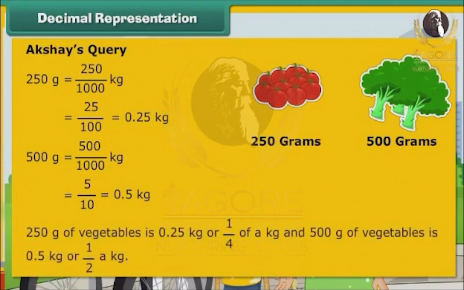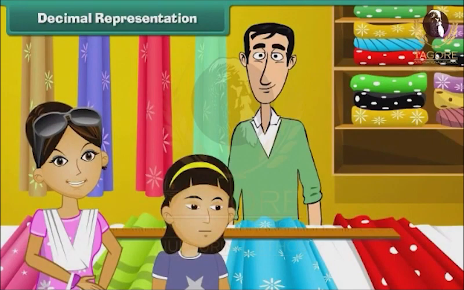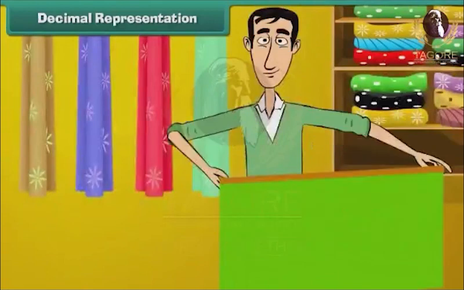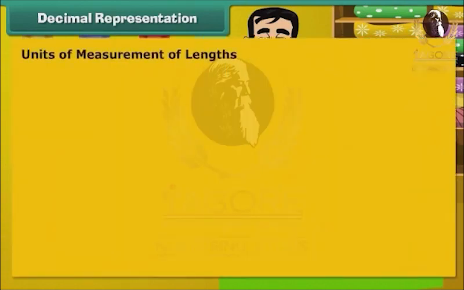250 grams of vegetables is 0.25 kg or 1 by 4 of a kg, and 500 gram of vegetables is 0.5 kg or half a kg. Bela accompanies her mother to a sari shop. She asks the shopkeeper the actual length of a sari. The shopkeeper measures it in front of her as 550 centimeters. Bela wants to know if 550 centimeters can be expressed as meters. To answer Bela's question, let us understand the relationship between the different measures of length.